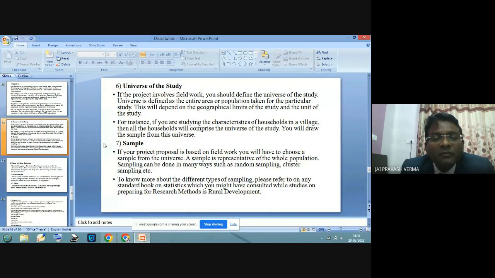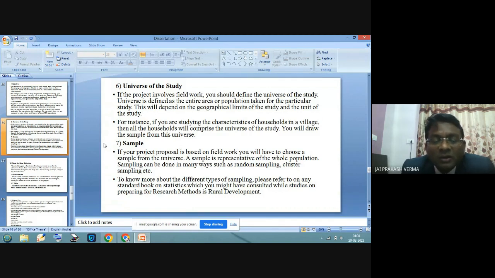And sample: if your project proposal is based on field work, you will have to choose a sample from the universe. A sample is representative of the whole population. Sampling can be done in many ways, such as random, cluster, stratified random, purposive. Many more methods of sampling are there. So please read some statistics books regarding sampling. Read about sampling techniques, hypothesis, null hypothesis, alternative hypothesis, research techniques.